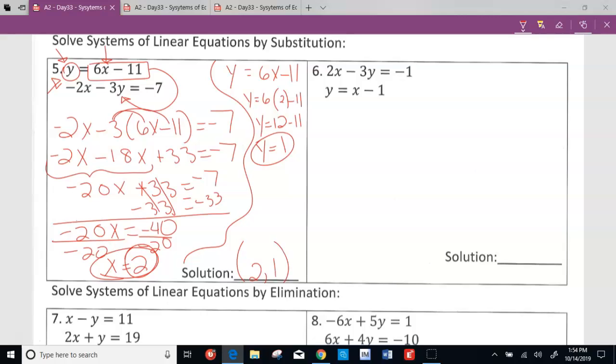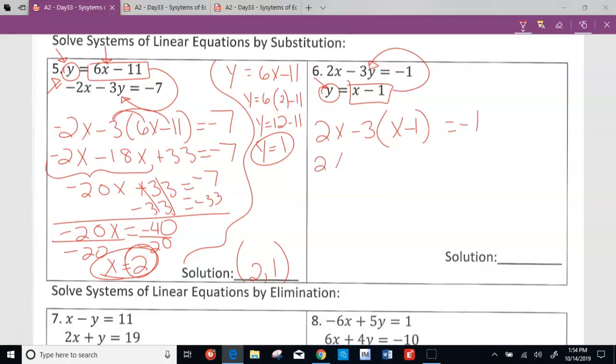Next equation, or system, excuse me, same type of thing, only in reverse order. They give me y all by itself. They tell me y equals x minus 1. So I'll plug this in wherever I see a y in the first equation. So for number 6, I get 2x minus 3 times x minus 1. I substituted in this equation for y right here, equals negative 1.